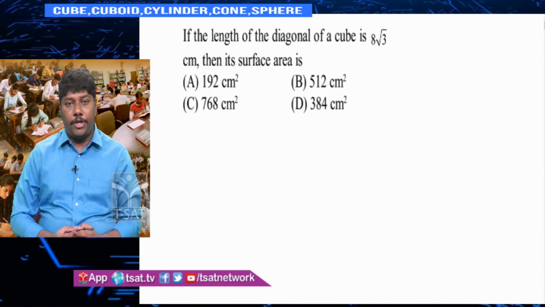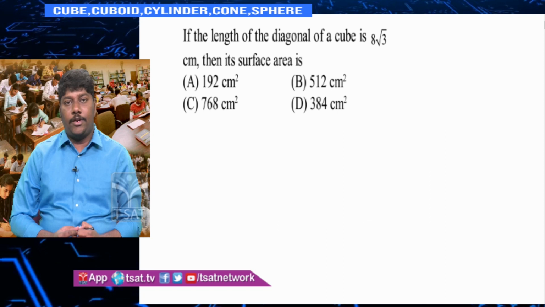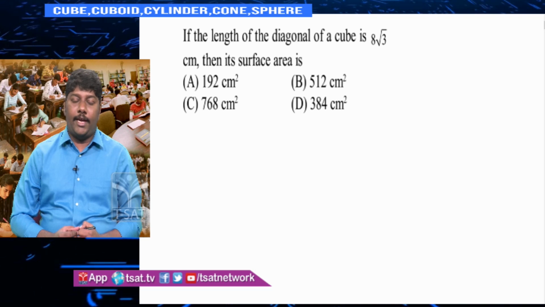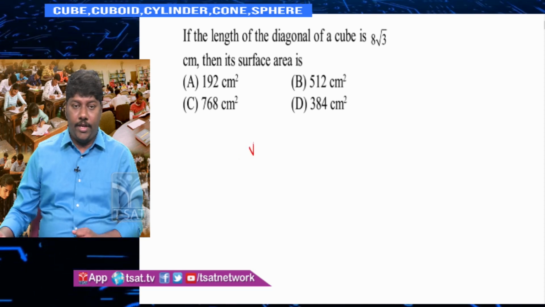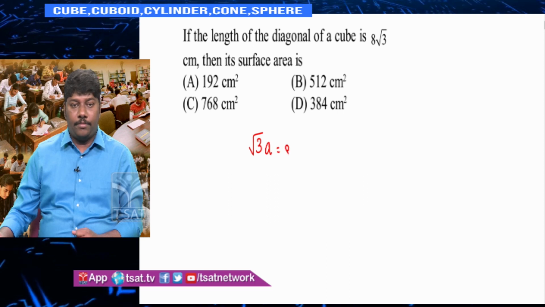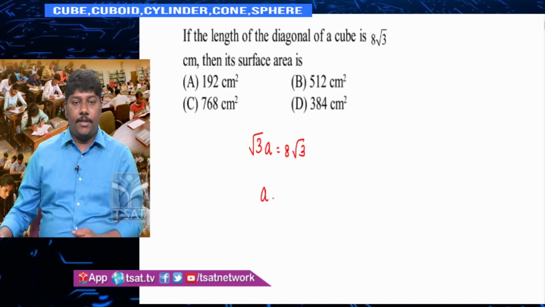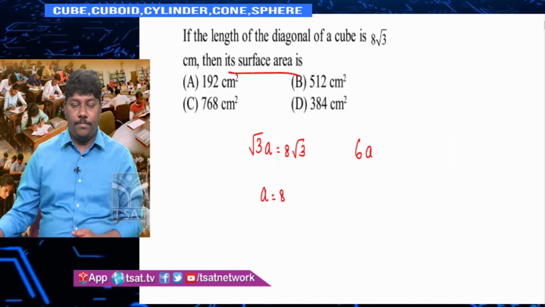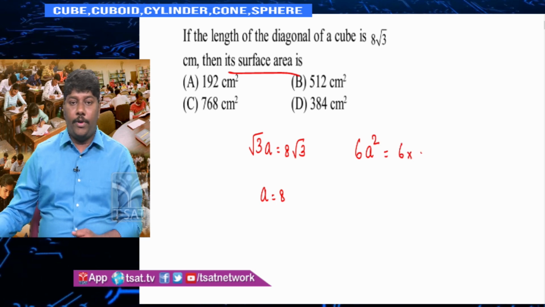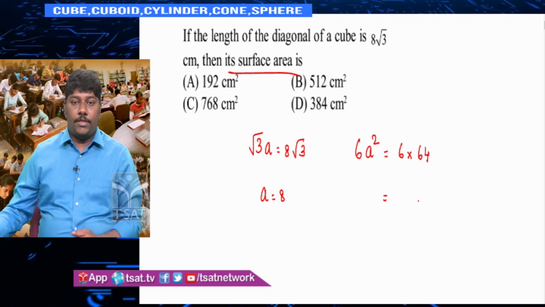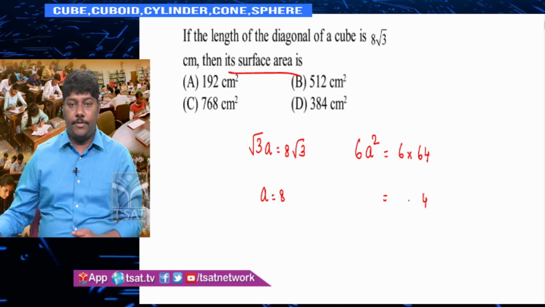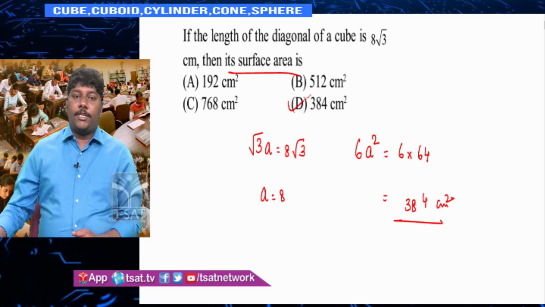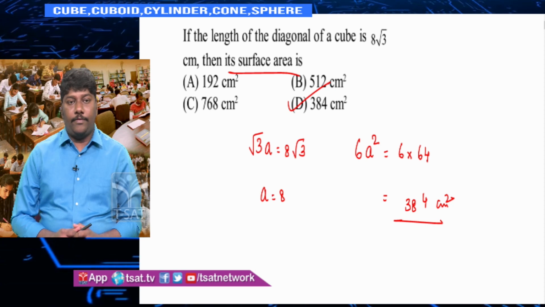If the length of the diagonal of the cube is 8 root 3, actually the diagonal of the cube formula is root 3 a, which is equal to the diagonal. So here the diagonal is 8 root 3. So root 3 a is equal to 8 root 3. Root 3 cancels, a is 8. Then its surface area is 6a square, since it's a cube. 6 into a square, which is 64. 6 4s are 24, 36 plus 2, 38. 384 centimeter square is the surface area of the cube given.